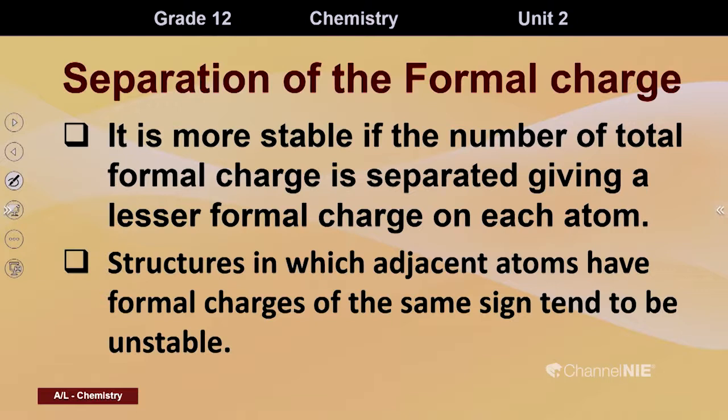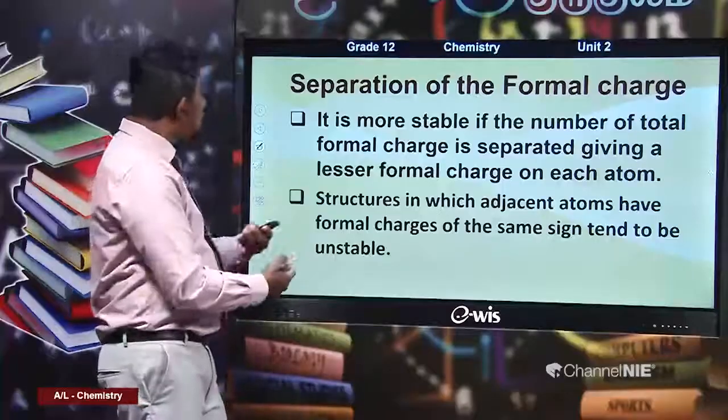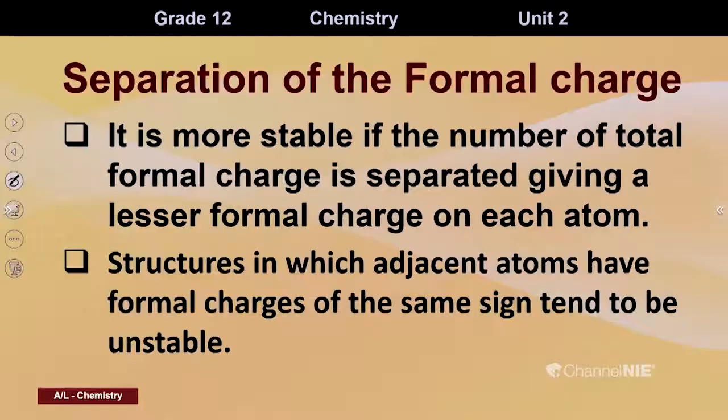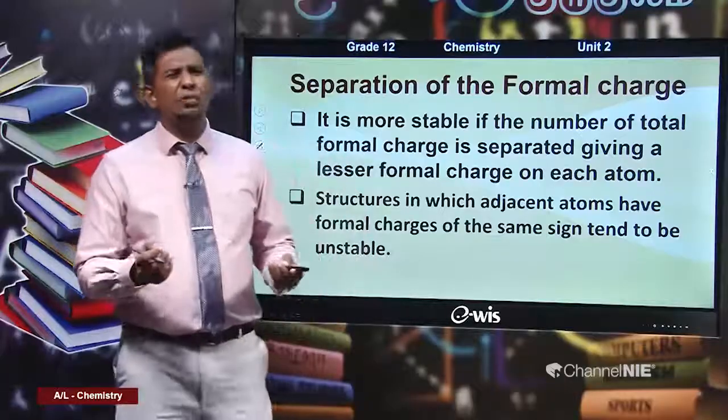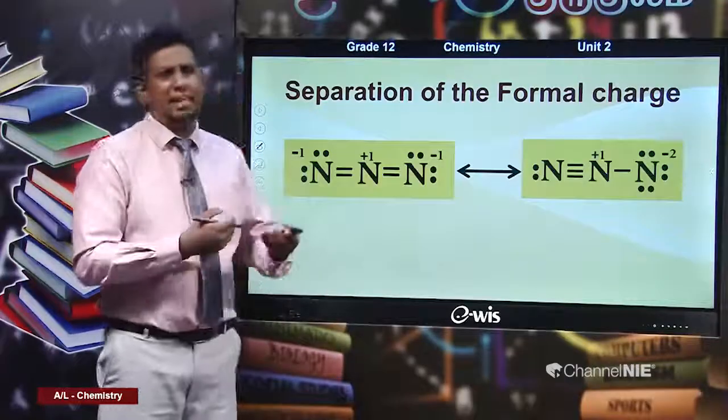Let's go to the next. Next is the separation of the formal charge. It is more stable if the total formal charge is separated, giving a lesser formal charge on each atom. What I told you earlier is the same. Structures in which adjacent atoms have formal charges of the same sign tend to be unstable. Let's find out what it is saying.